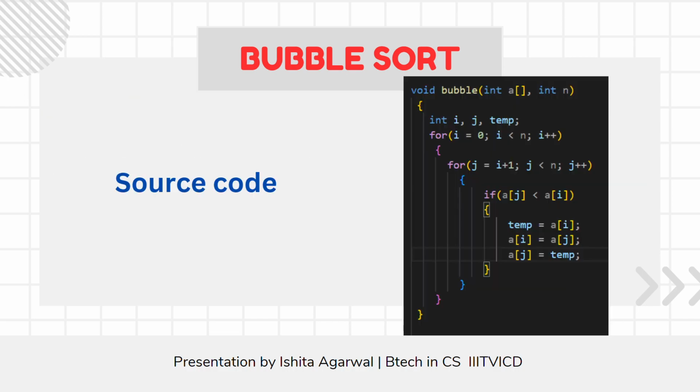So let's see what the source code is. What we are doing is first creating some variables that we will require. Then we iterate over the array n times, that is we require to iterate it n times. Second, using j we are again iterating over the rightmost portion of the elements.